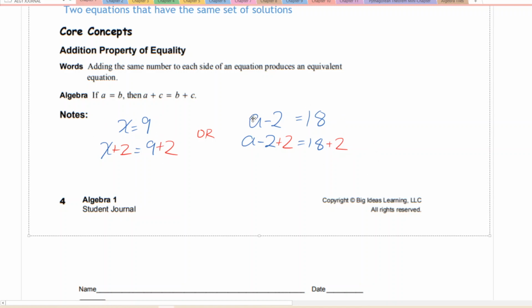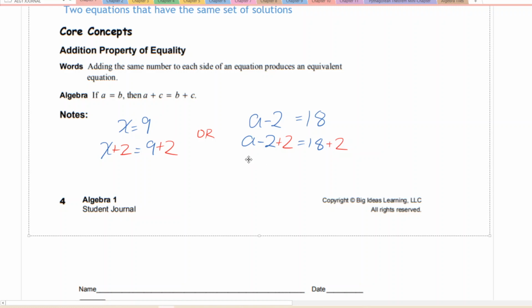Over here, we have x minus 2 equals 18. Well, the inverse of subtract 2 is add 2. So what I've shown here in red is I'm adding 2 on the left side of the equal sign, and I'm adding 2 on the right side of the equal sign. And that's going to make these two equations equivalent to each other. They are the same equation. Or no, they have the same solution set.